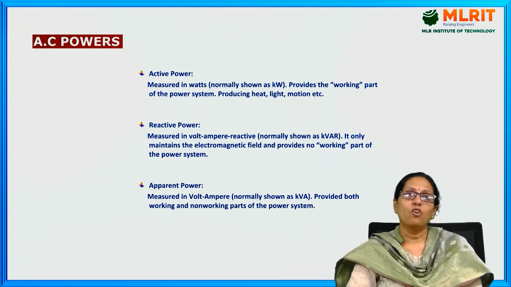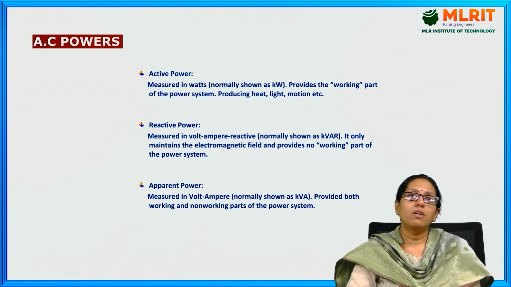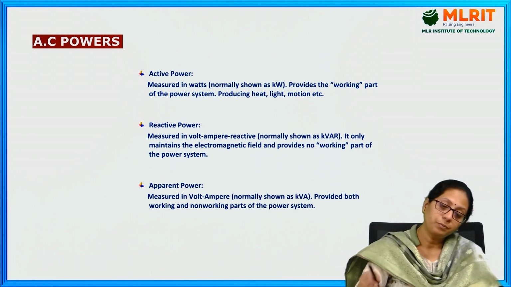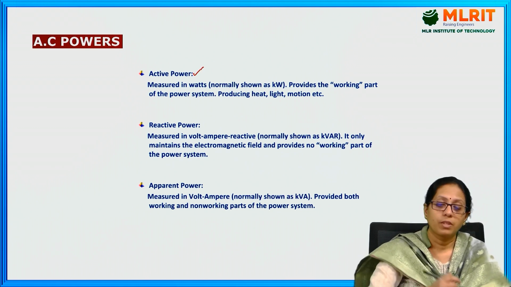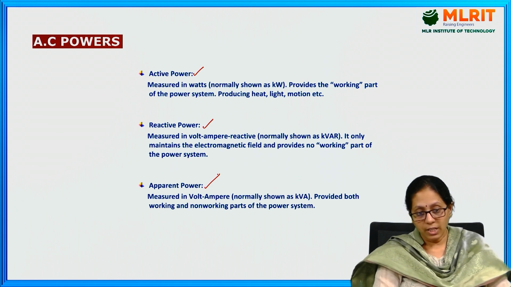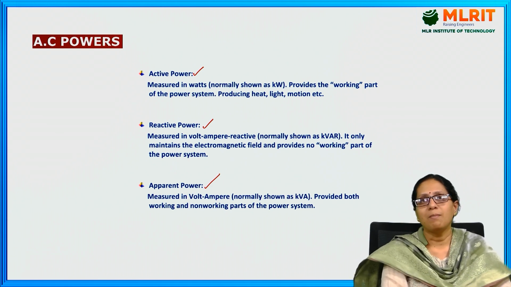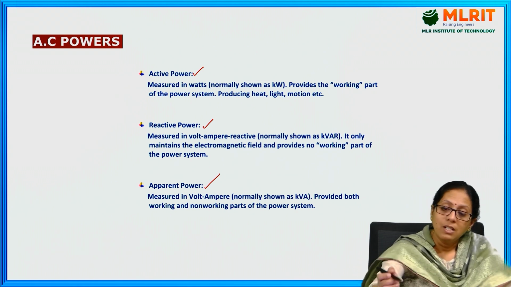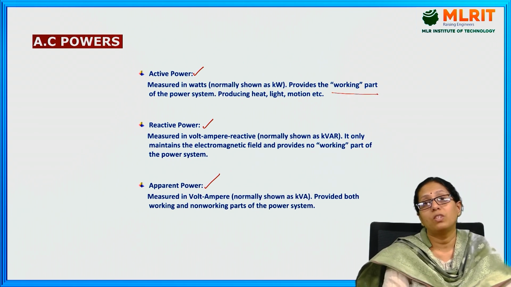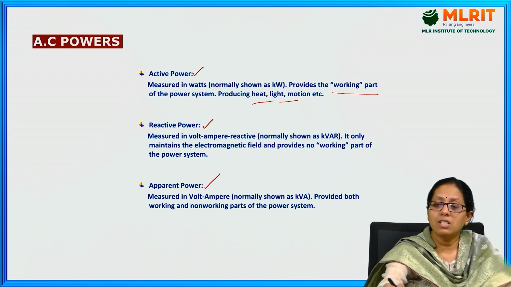AC power. What is an AC power? In AC power, we will be dealing with three different types of powers. That is active power, reactive power as well as apparent power. So in AC power, we will be having three types, that is active, reactive as well as apparent. What is active power? Active power is which provides the working part of the power systems. That means which provides the heat, light or motion.